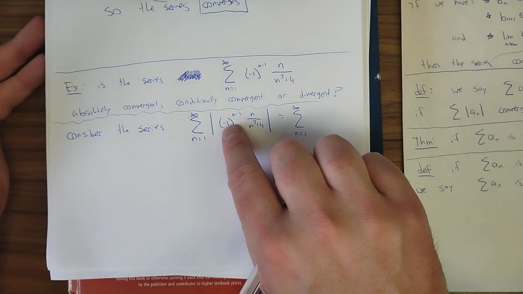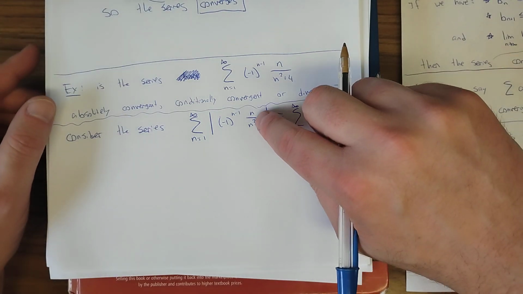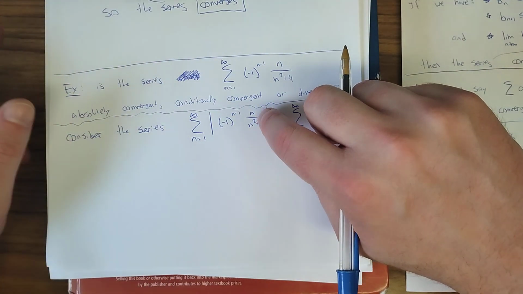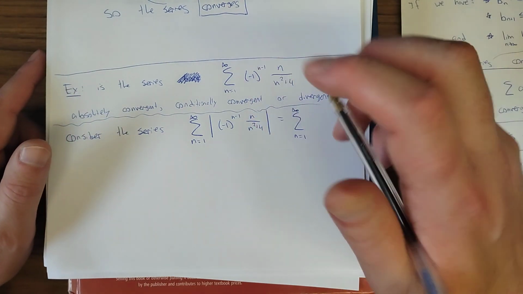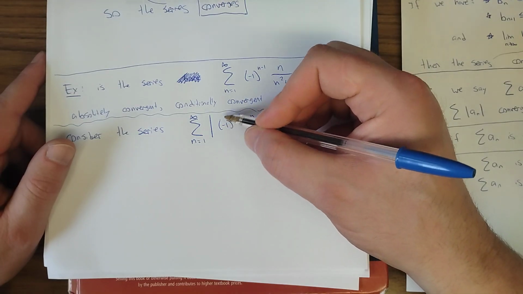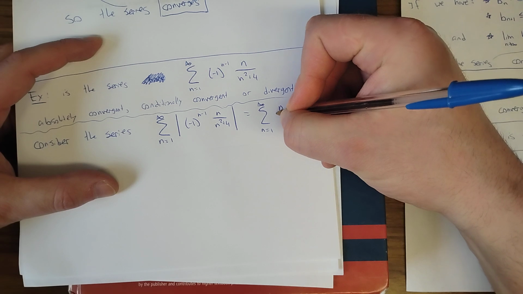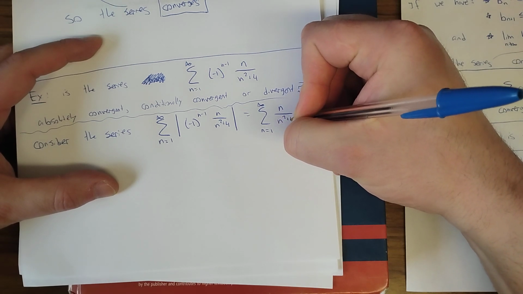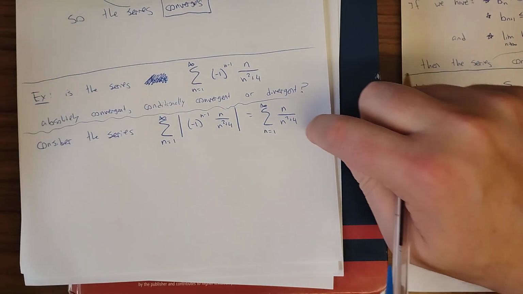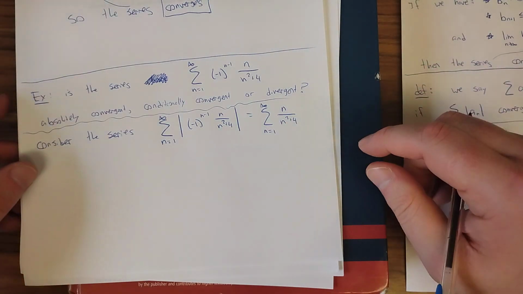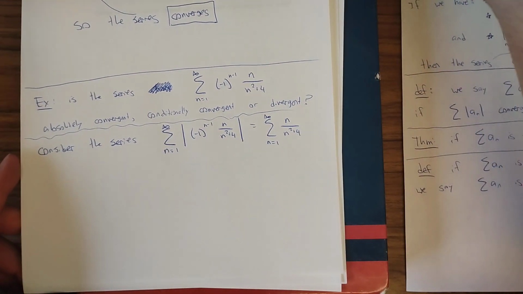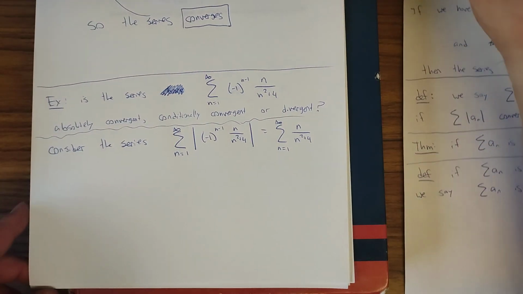remove this -1 power. This number, for all n at least 1, is a positive number. The only thing that could possibly make it negative is this, so if I just drop that, that's what the absolute value is. We could have just gotten to here in 1 step if we thought about it, but like I said, this is our first time, so I'm going slow.